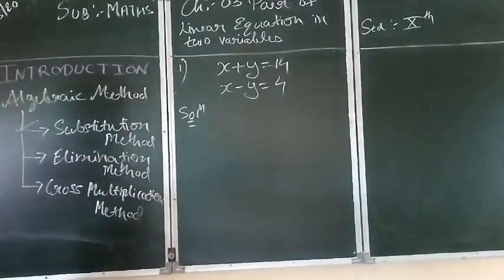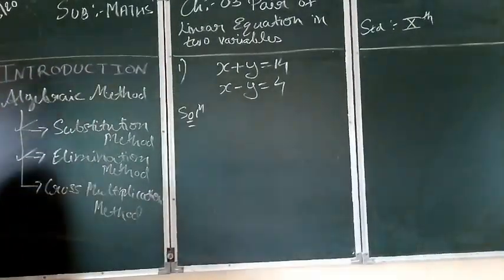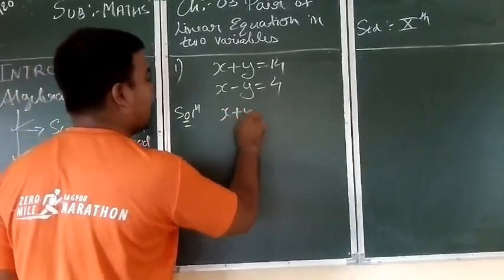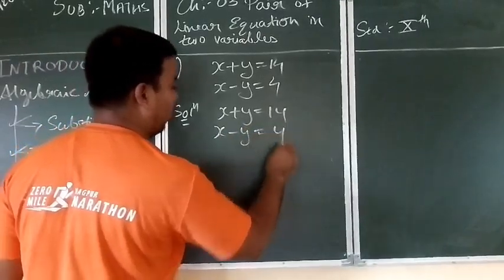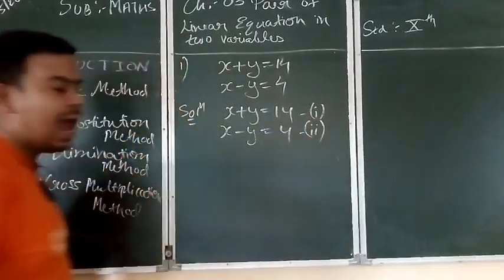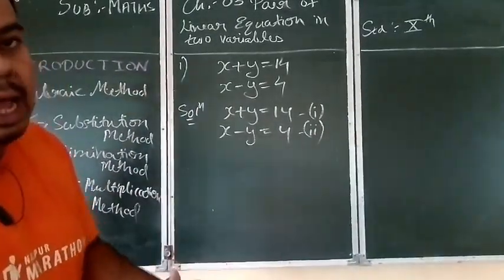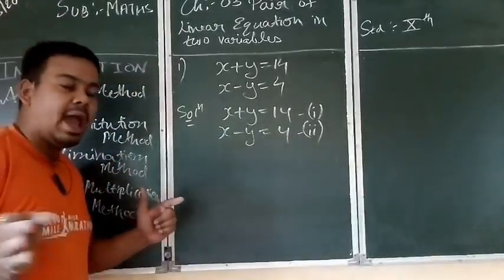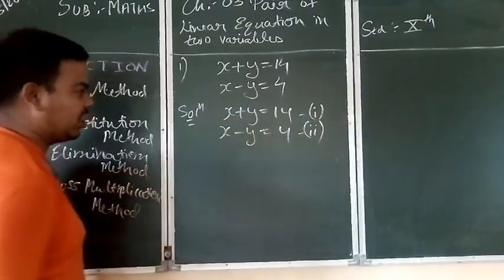Now our second method, elimination method. Elimination method means we take these two equations, x plus y equal to 14 and x minus y equal to 4, the first equation and the second equation. Elimination method means we eliminate one variable in the first step, then find the first variable, and then find the second variable.